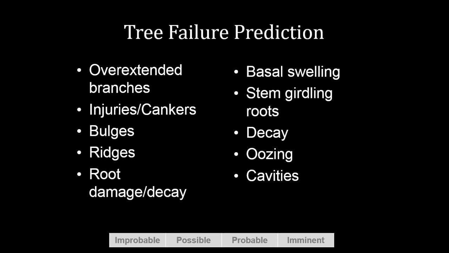So all those things that we showed before had designations from the TRAQ manual on how serious they were, going from improbable to imminent, which are some of the terms that are in the TRAQ manual. We won't go into them too much, but these are all the ones where we have really no idea. So they're bad, but we don't know how bad.